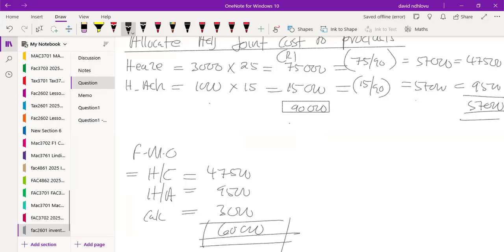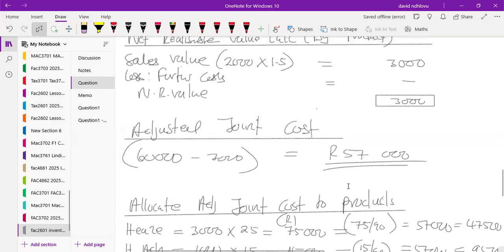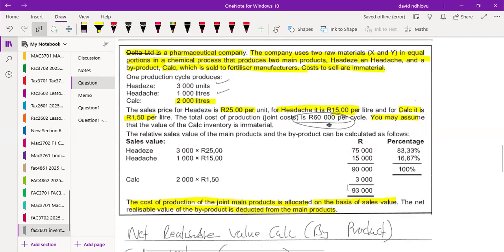Any questions, good people? Are we following? Right, it's rare for you to get the joint and by-product, but we need to cover it just in case they bring it. Just in case you have this one. So you need to be very, very clear on how to deal with that. Right, any questions, good people? Are we understanding this?